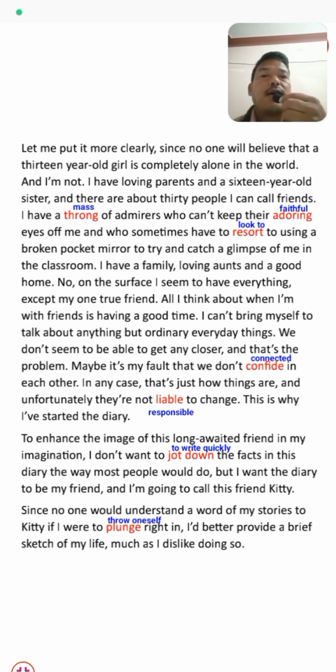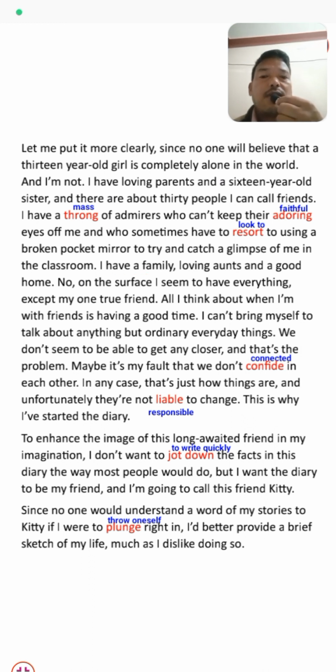It means they are friends in the classroom who always admire her and always have faithful eyes on her. This is how she has everything: loving parents, a 16-year-old sister, along with people who love her very much.